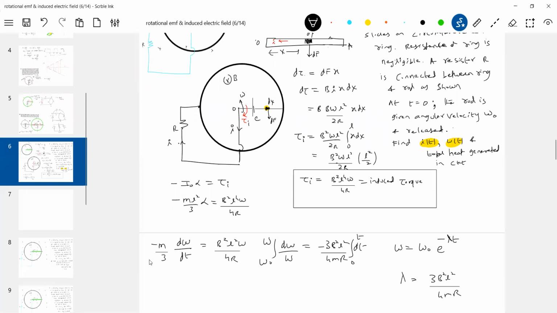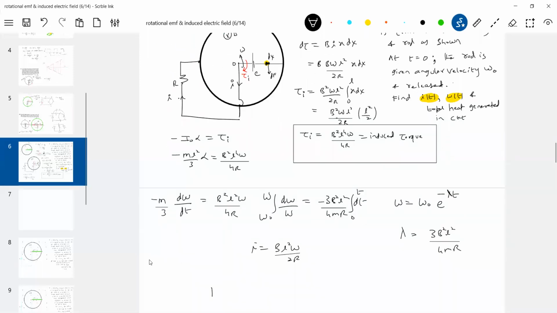Then what is the expression for current? Substitute there, I is equal to, substitute that omega here, and you'll get current also as a function of time. He's asking for the total heat generated. What is the mechanism? H is equal to integral of I square R dt from 0 to infinity. Or this is equal to just the rotational kinetic energy given to the rod at t equals 0, that is what is finally consumed by the resistor. So this is the heat generated.